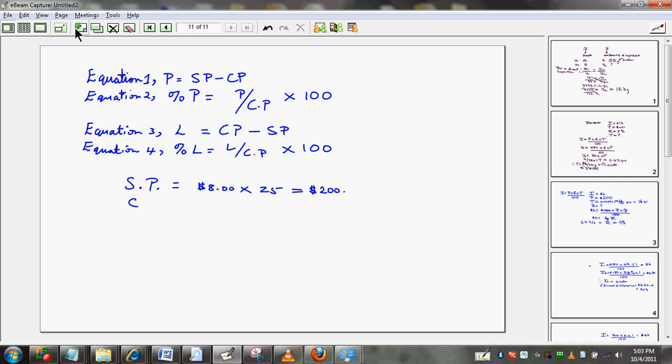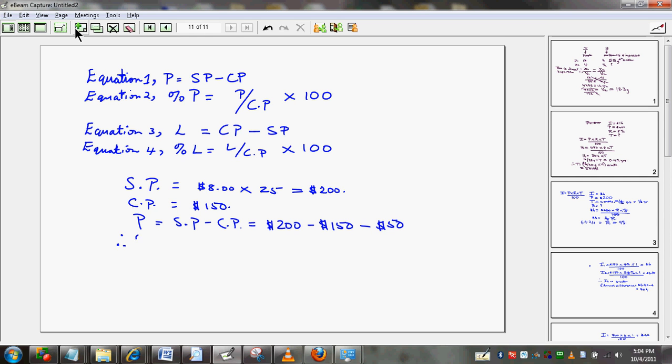We know that his cost price, because it told us his total cost price, was $150. Therefore, we could find his profit, because we know profit is equal to, from equation 1, selling price minus cost price. We'd say $200 minus $150, and we'd get the answer for his profit, which worked out to be $50.